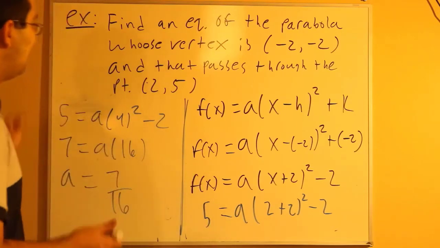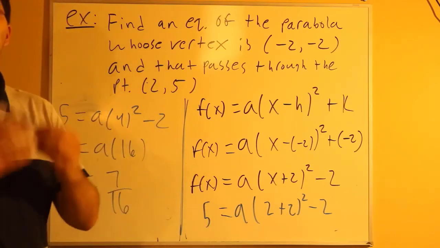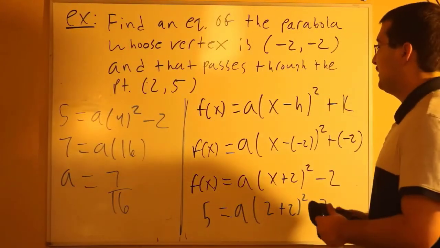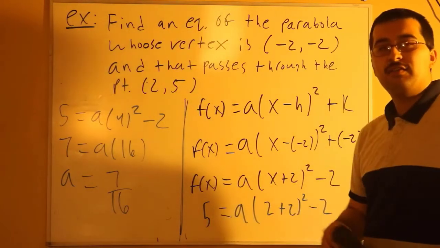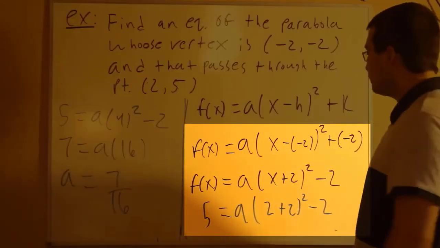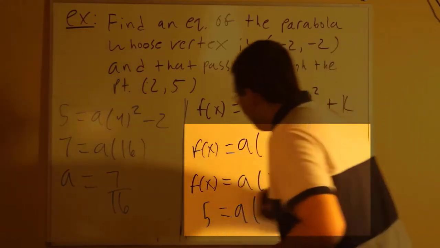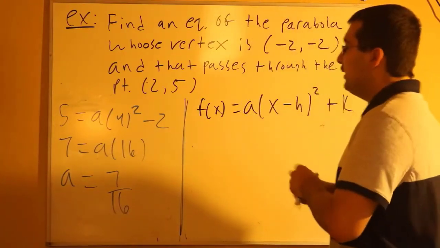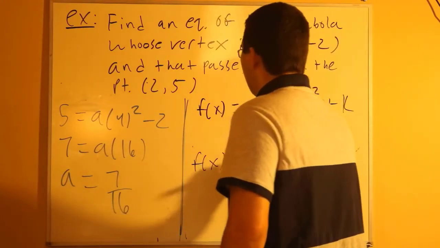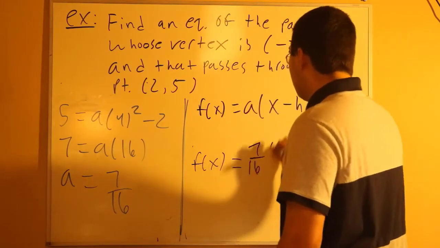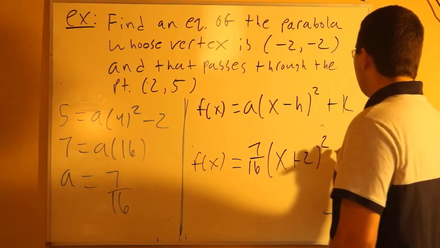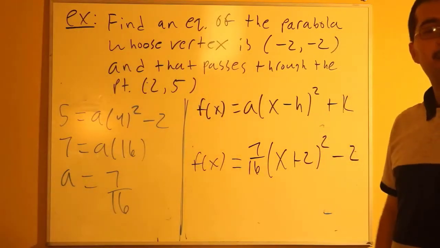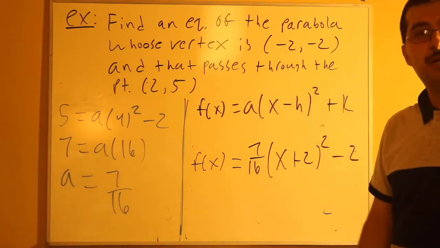Now, since we know a, and we know our vertex, I can create a full formula for this quadratic equation. And that formula is this. I'm going to go ahead and erase this portion right here. If you haven't done so already, pause the video to copy down. All right then. With all the information we have at hand now, we can finally state with much certainty that f of x must be 7 over 16 times (x plus 2) squared minus 2. This is the equation of the parabola whose vertex is (-2, -2) and passes through the point (2, 5).